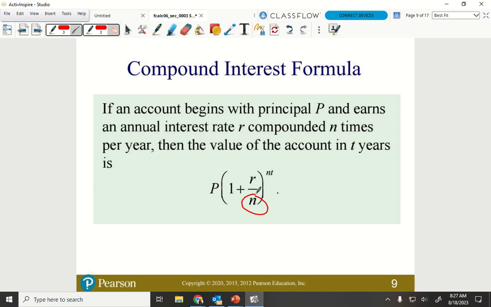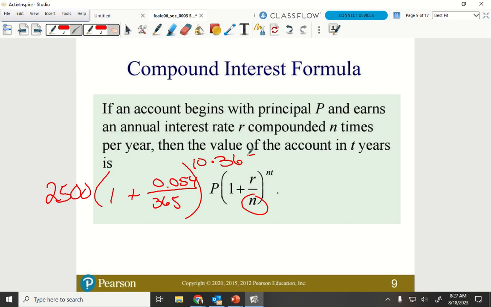So we're using this formula on the problem. My principal is 2,500, and then 1 plus my rate, 0.054 over 365, raised to 10 years times 365. My first part is asking me to do it daily. Make sure when you plug it into the calculator, you're using it correctly. Put in your parentheses, and then your fractions, because fractions are your friends, not food.